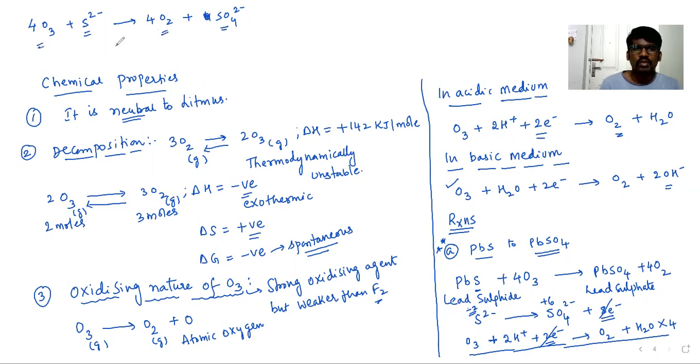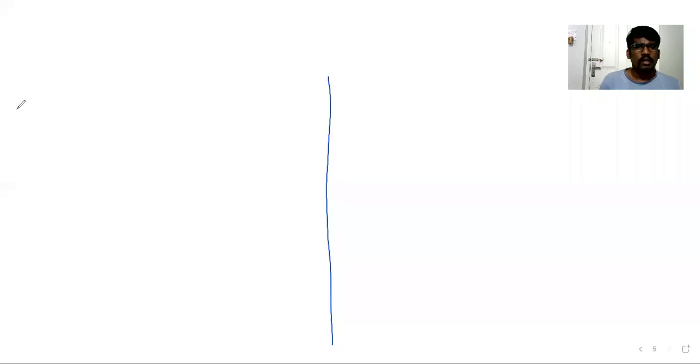O3 changes to O2. That S2 minus we are writing as PbS. SO4 2 minus we are writing as PbSO4 in the normal equation, but this is the ionic equation. It is the molecular equation, right? Please copy it. Hope you can manage with the ionic equations.